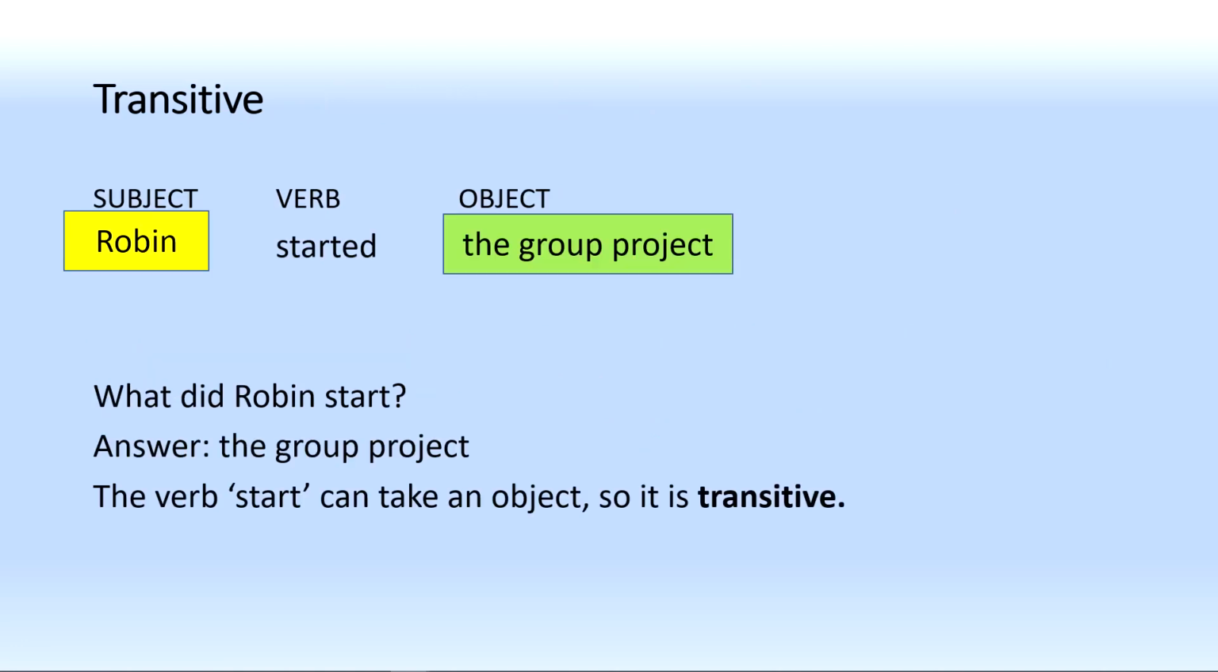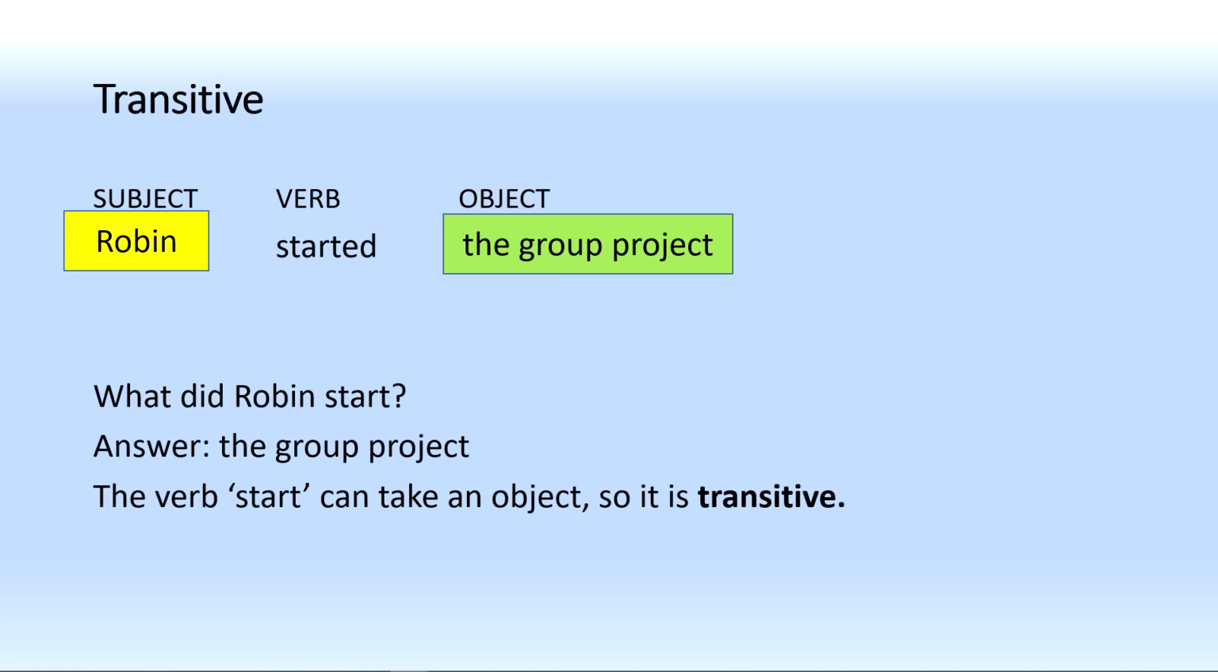So here, let me give you an example. Transitive: subject, Robin; verb, started; direct object, the group project. What did Robin start? Answer: the group project. The verb start can take an object, so this verb is transitive. It's called a verb that is transitive. It needs an object. Let's say if you take this off, Robin started.